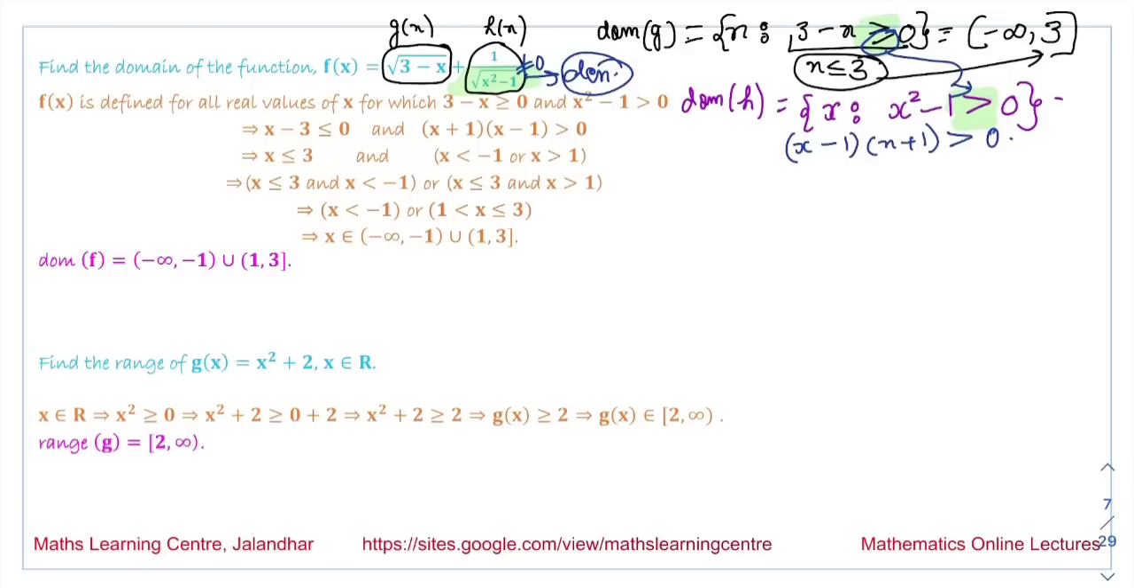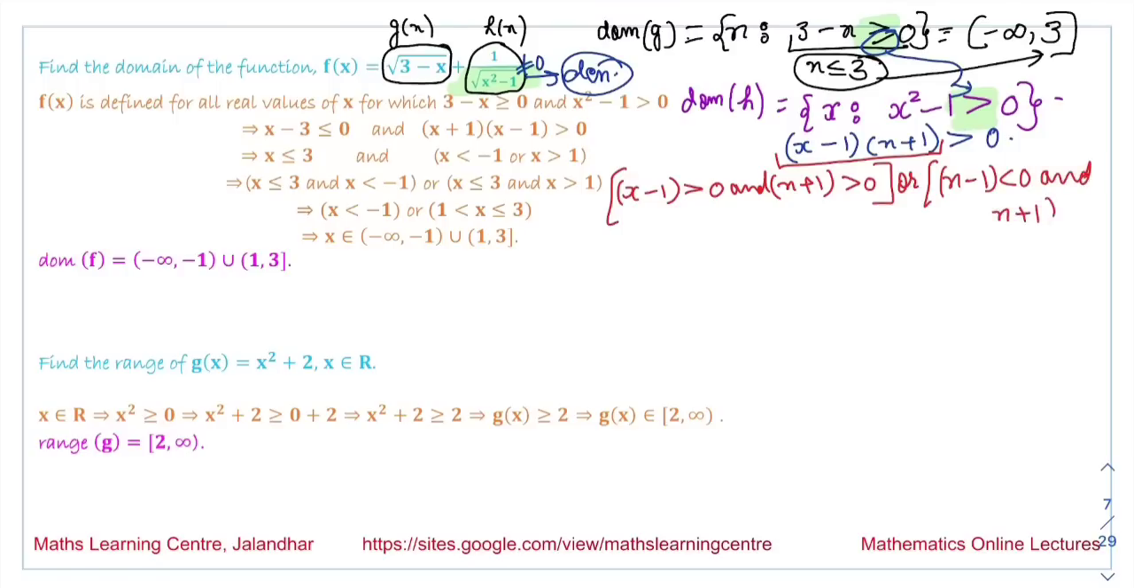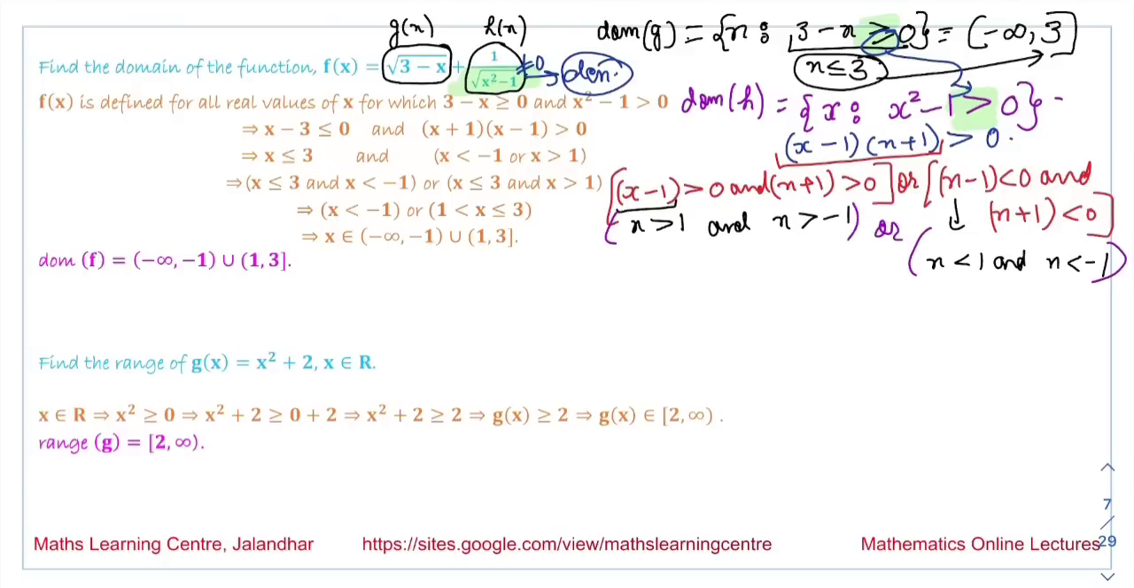So we are getting two cases over here. We are saying the product of two numbers is greater than 0. It means x minus 1 is greater than 0 and x plus 1 is greater than 0, either we have this condition, or we are saying x minus 1 is less than 0 and x plus 1 is less than 0. Now from these conditions, x minus 1 greater than 0 means x is greater than 1 and x is greater than minus 1. From the other conditions we are getting x is less than 1 and x is less than minus 1.